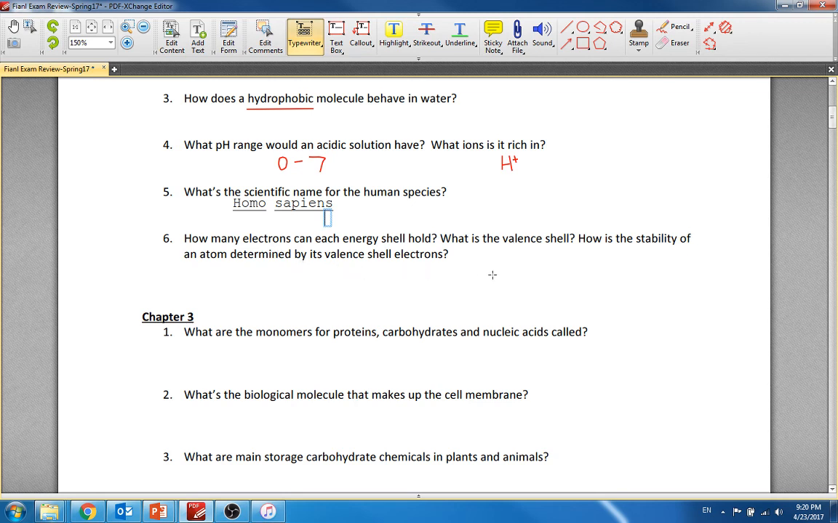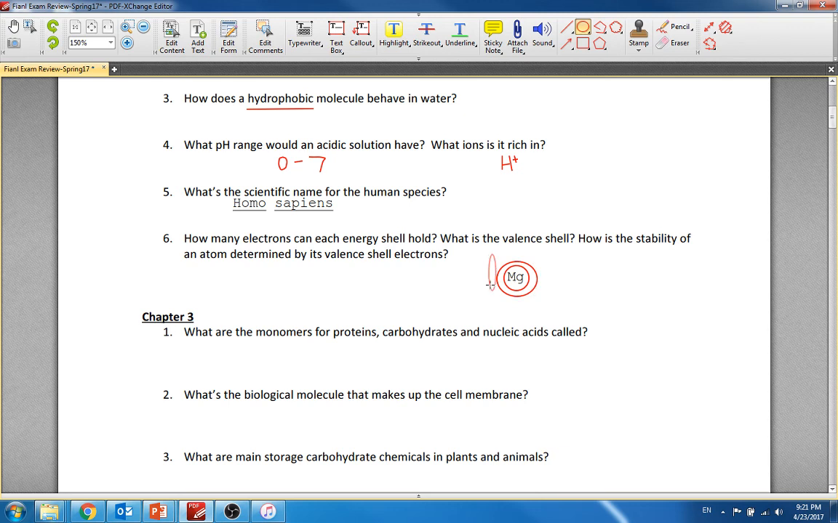Number 6, how many electrons can each energy shell hold? You are only required to remember the first 3 energy shells. The first one can hold 2, second one can hold 8, the third one can hold 8 as well. What is the valence shell? The valence shell is the outermost shell of any given atom.